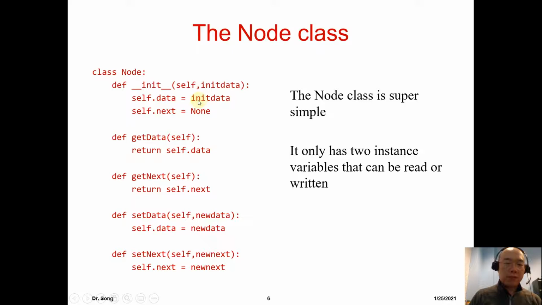We are going to assign the initial data to self.data, and to begin with, we don't know where the next reference is, so we set next equal to None. Then we have get data, get next, set data and set next. Those are the helper methods we can use to get the current data, get the reference to the next node, or set them.